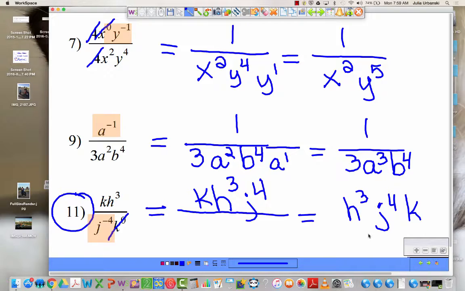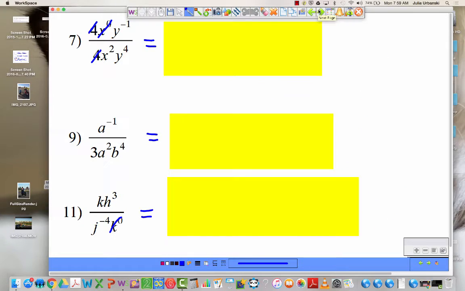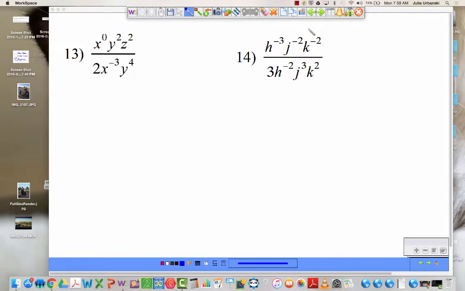If it's on top, it goes down. If it's down, it goes up. Write out all the things that stay the same first, and then write the one that moves. Do that one last. All right, let's try 13 and 14 together really quickly so you guys can practice.